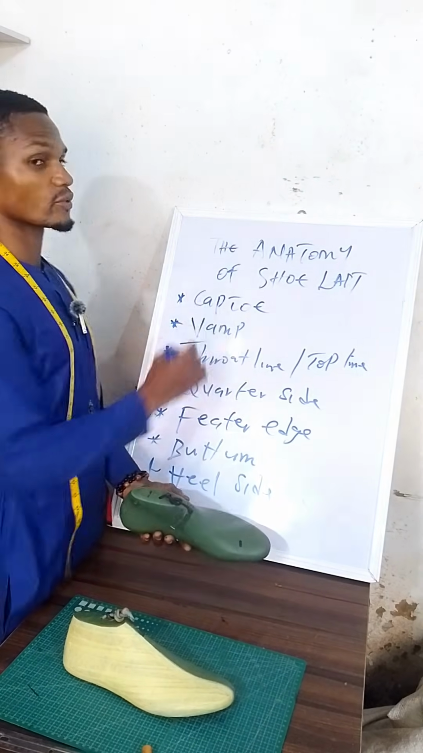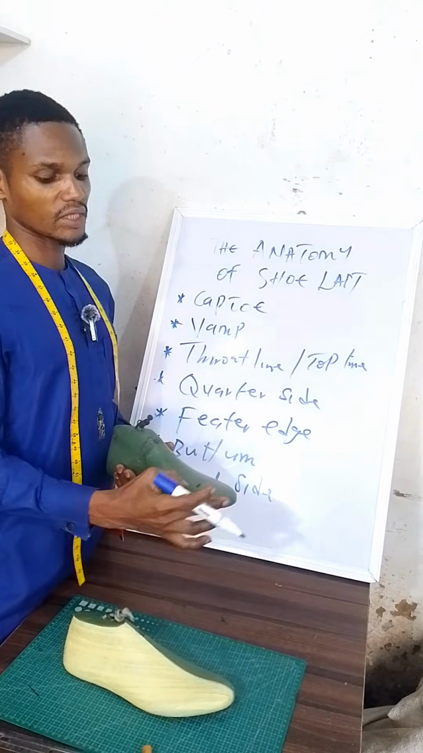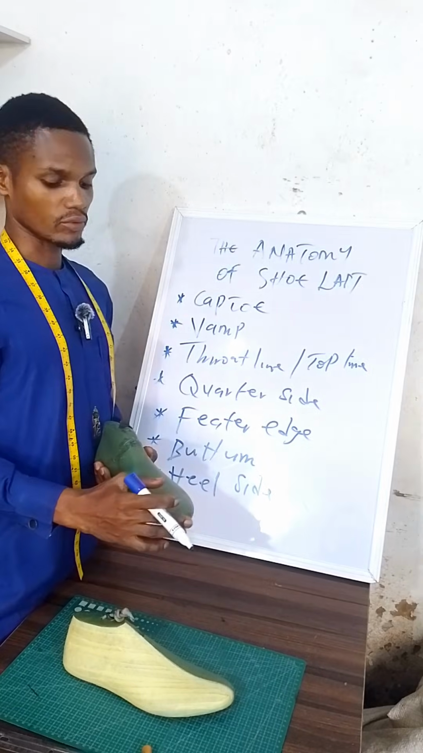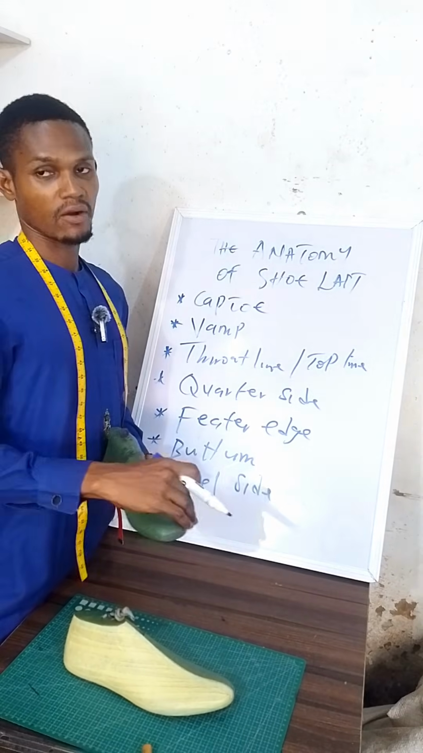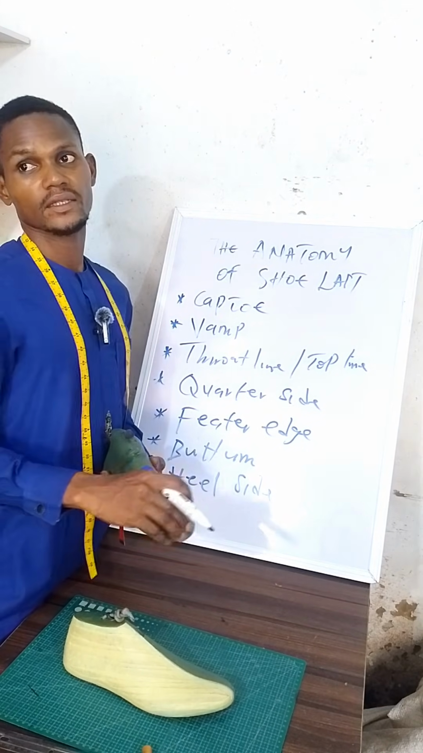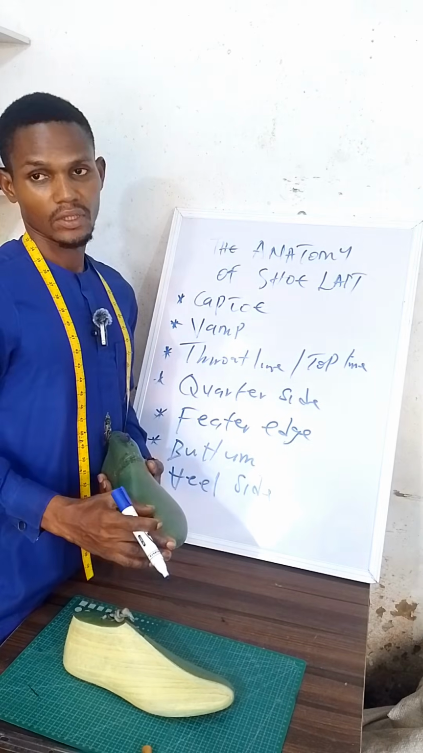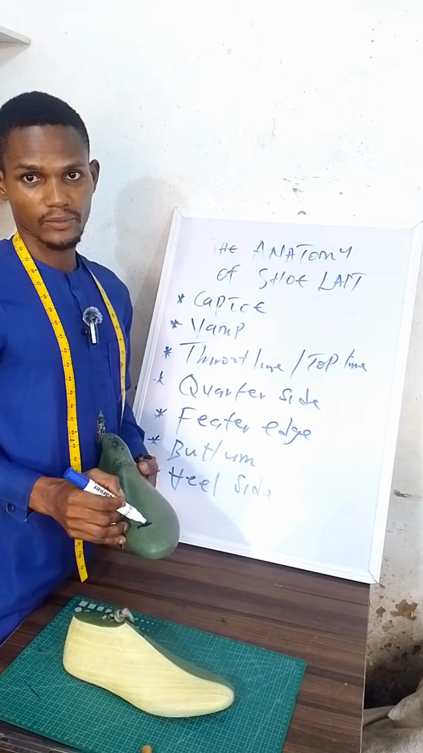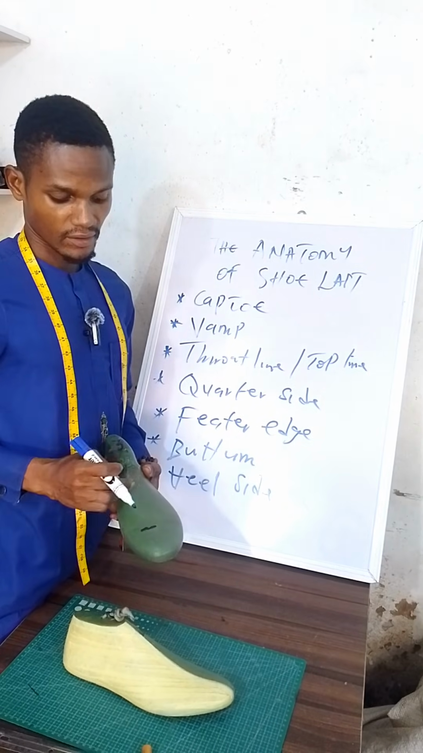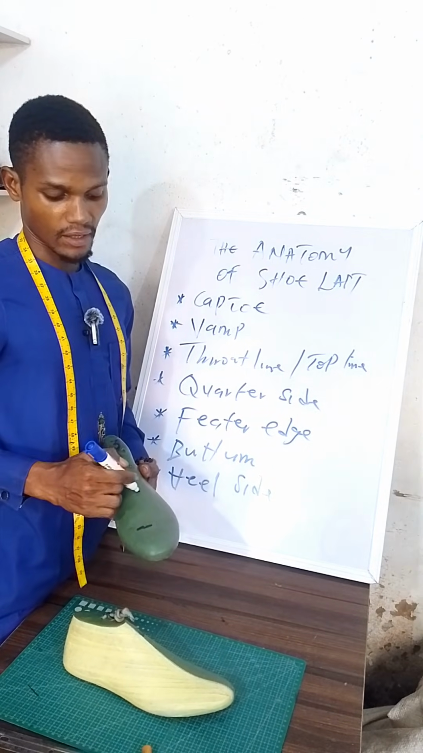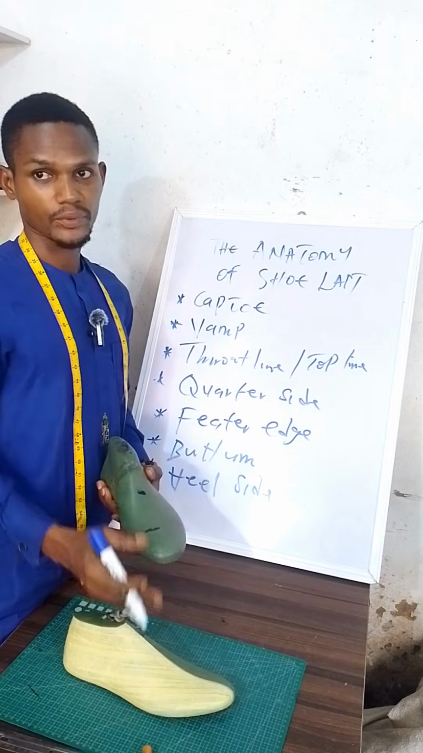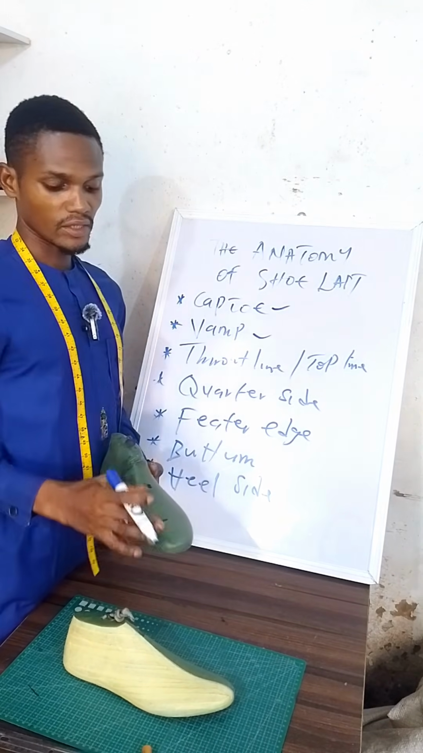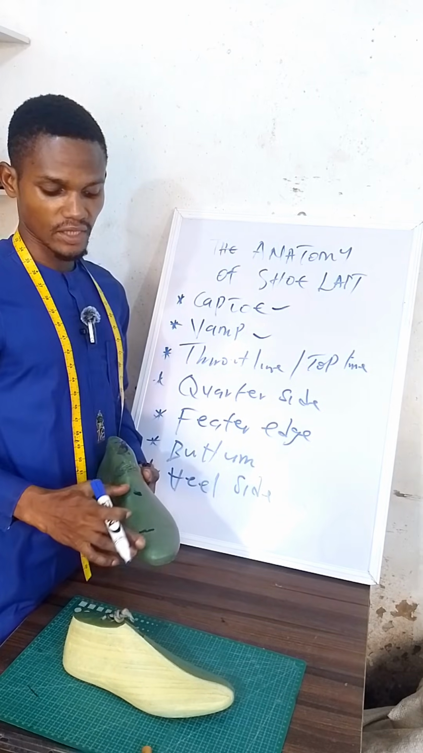So let's talk about the cap toe. When you want to identify the cap toe, it starts from the front of the lash. It's called cap toe. So you know our toe, the toe of the foot, is located here. So from here to here, it's called the cap toe. From here to this middle is called the vamp. I repeat again, from here to here, it is called the vamp.